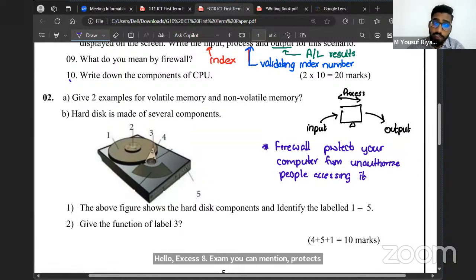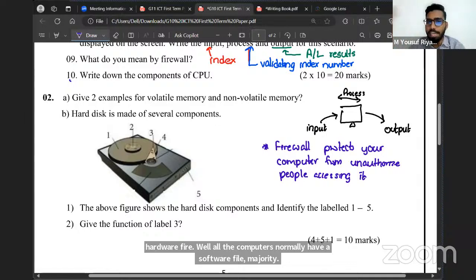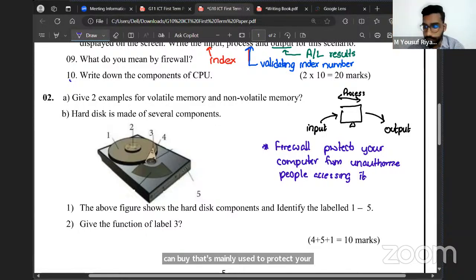So there is something called software firewall and hardware firewall. All the computers normally have a software firewall, the majority. Hardware firewall is like a separate device which you can buy, mainly used to protect your network itself, right? If you say viruses, is it wrong? If you just mention viruses, that is not so, because virus is not actually unauthorized access. A virus is a part of unauthorized access, but hacking is only unauthorized access. Firewall is just network security. Elaborate and mention your answer. Don't just mention it's a security. Can we write like this? Networking device which is used to protect the network from unauthorized access and harmful files.